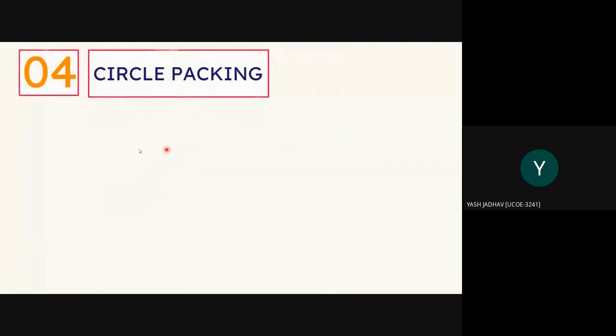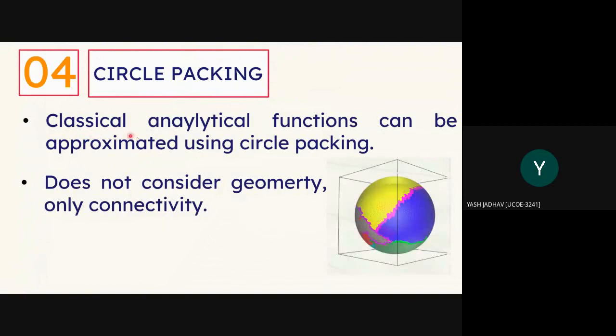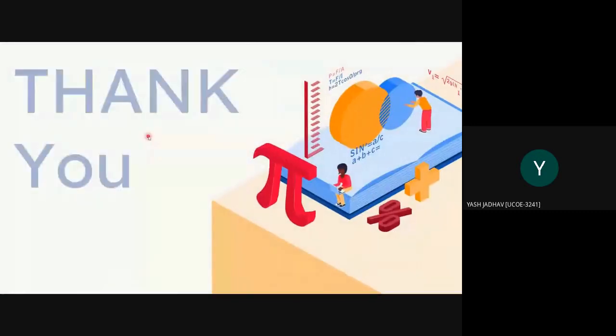And the last one is circle packing. In circle packing, classical analytic functions can be approximated using circle packing, and it does not consider geometry, only connectivity.